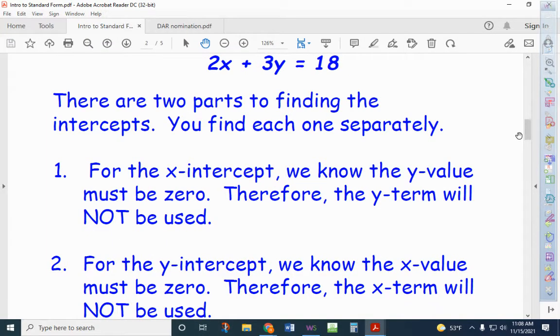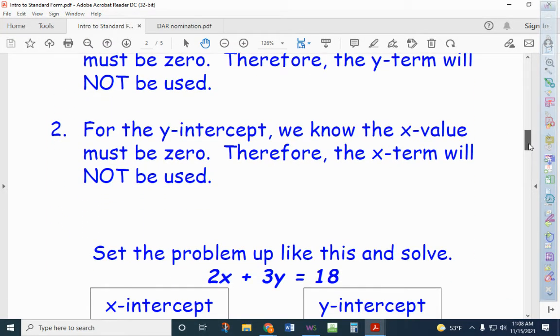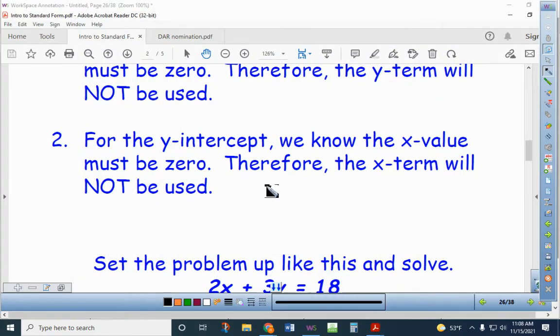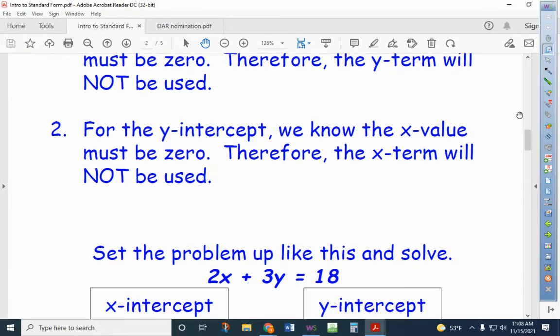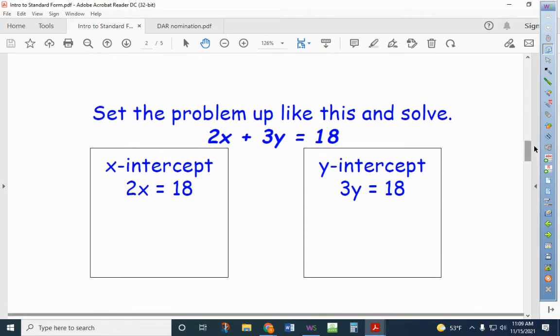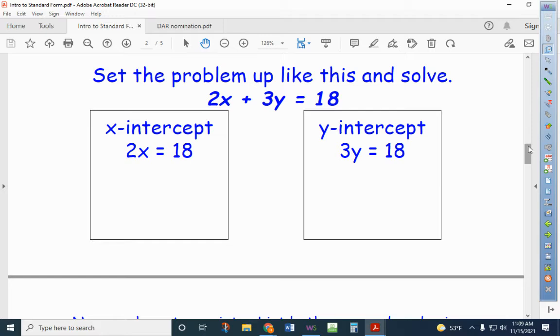All right, for the y-intercepts, same thing. We take our equation 2x and put in our 0 for x, because we know our x term is 0, plus 3y equals 18. That leaves us with 3y equals 18. And again, we're going to solve that just here at the bottom. So the easy way when you're setting them up is just to ignore that term. It's not there. Anything times 0 goes away. So we end up with 2x equals 18.